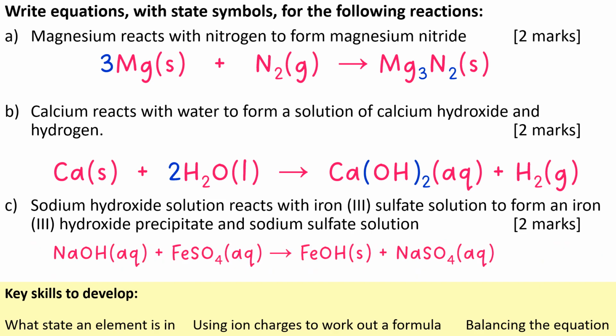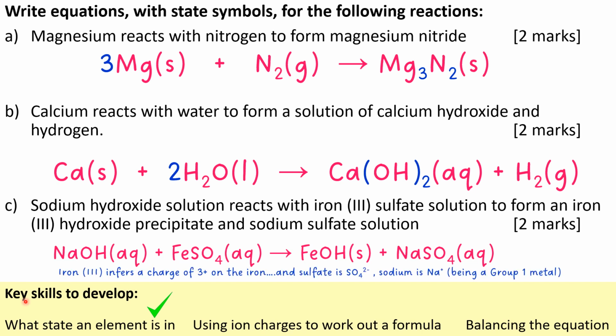Okay, welcome back once more. Let's take you through where the state symbols came from. How do we work that out? So, sodium hydroxide solution is aqueous. Iron 3 sulfate solution is aqueous. A precipitate, if you remember, precipitates are solids that are formed when two aqueous solutions react with each other. You may have done a practical, for example, on making precipitates, so may be familiar with the word precipitate. And sodium sulfate solution is obviously aqueous. So we worked out the states that something is in.